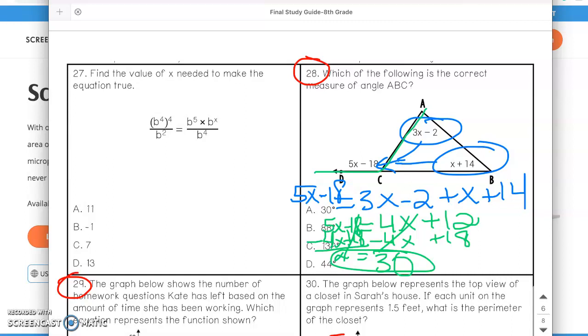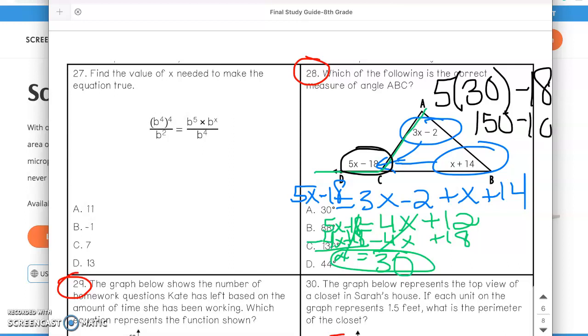All right, so I'm just taking this angle. We're going to do 5 times 30 minus 18. 5 times 30 is going to get us 150. Minus 18 is going to get us 132. And that is C. C is our correct answer for number 28.